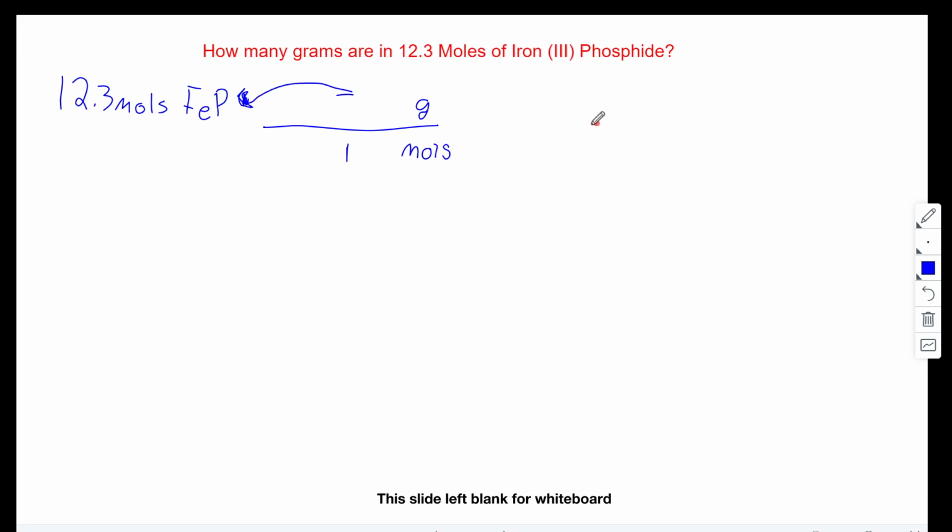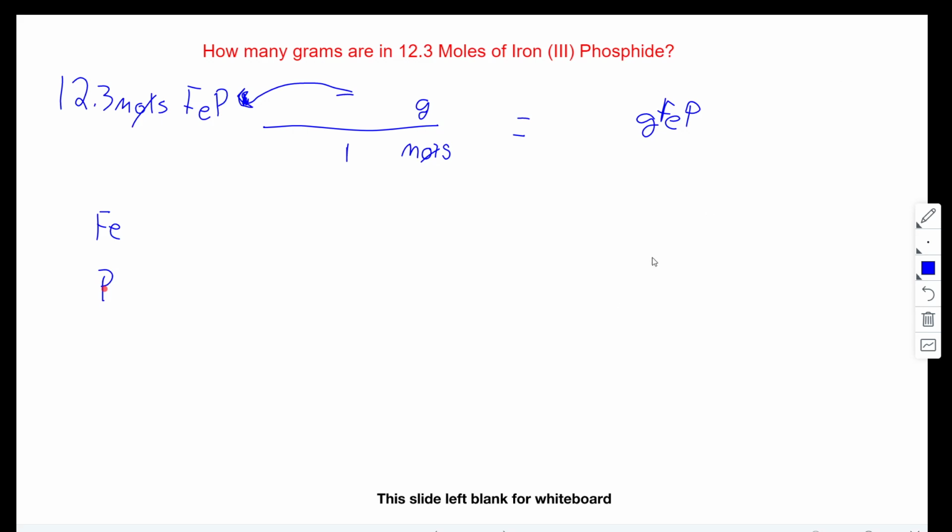And we can go ahead and do a quick check here, make sure that we have the right units. Here, moles cancels, and we're left with grams of FeP, which makes sense because that's what we want. All right, so let's go ahead and figure out our molar mass here. We have Fe and we have P.